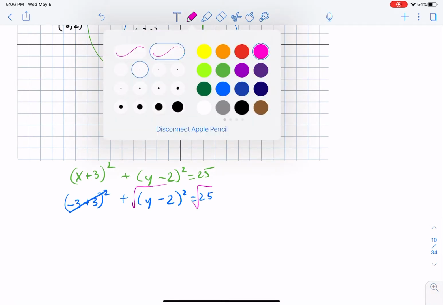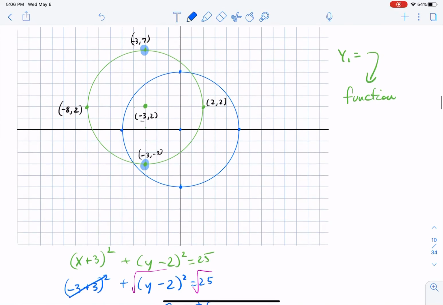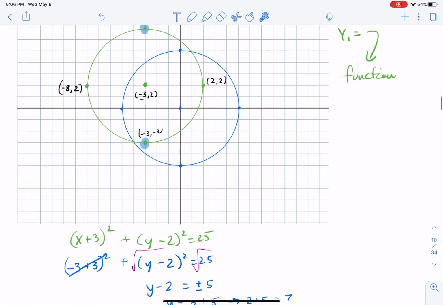So when you're solving an equation and you take the square root of both sides, you get two answers. You get a positive and a negative. You get a plus and a minus 5. So add the 2 over, you get 2 plus or minus 5. You may remember something like this with the quadratic formula. It has plus or minus, and you get two answers. One of those answers is 2 plus 5, which is 7, and the other one is 2 minus 5, which is negative 3. Those are the two y-coordinates that we got right here, 7 and negative 3. It is definitely not a function.